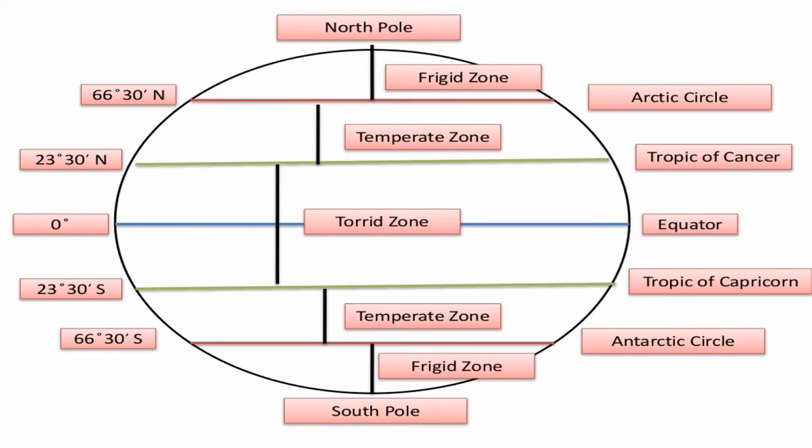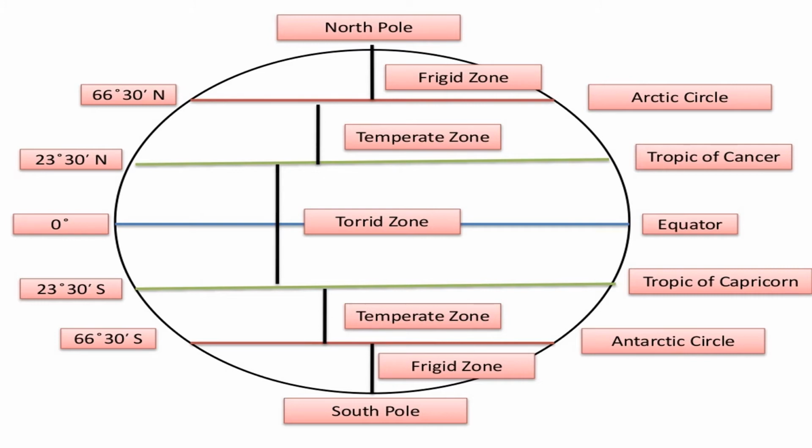Once again, we look at the important latitudes on the globe. 0 degrees equator to 23.5 degrees north and south is your torrid zone. 23.5 degrees north, Tropic of Cancer, to 66.5 degrees north latitude, the Arctic Circle, is your temperate zone. And 66.5 degrees north to 90 degrees north, the North Pole, is your frigid zone.